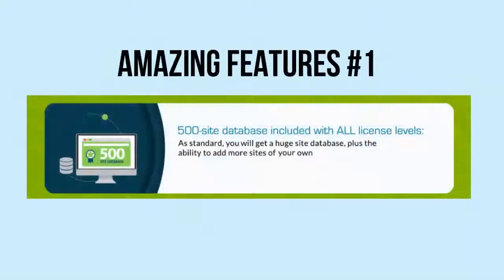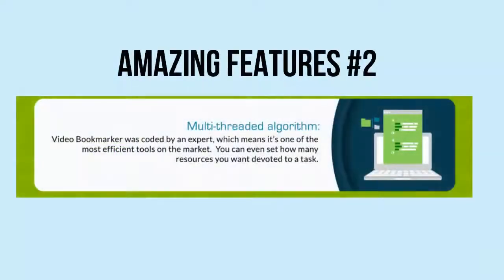Number 1. As standard, you'll get a 500 site database included. You'll also get the ability to add even more sites of your own. Number 2. Video Bookmarker was coded by an expert, which means it's one of the most efficient tools on the market. You can even set how many resources you want devoted to a task.